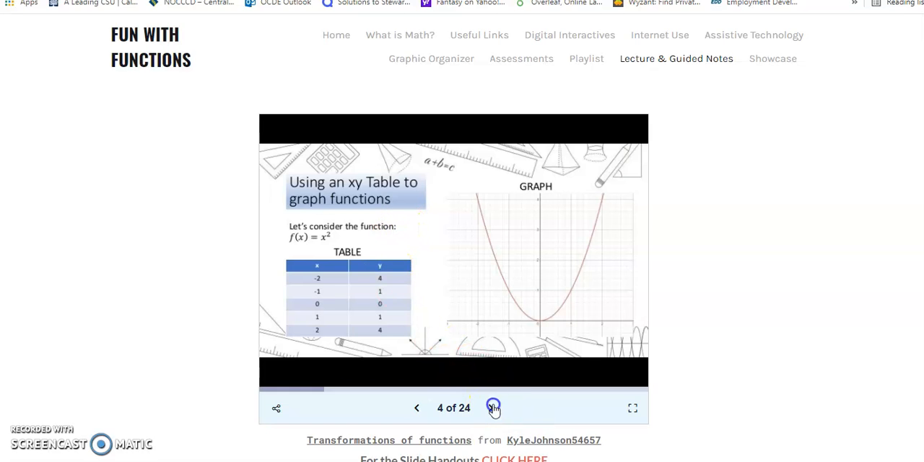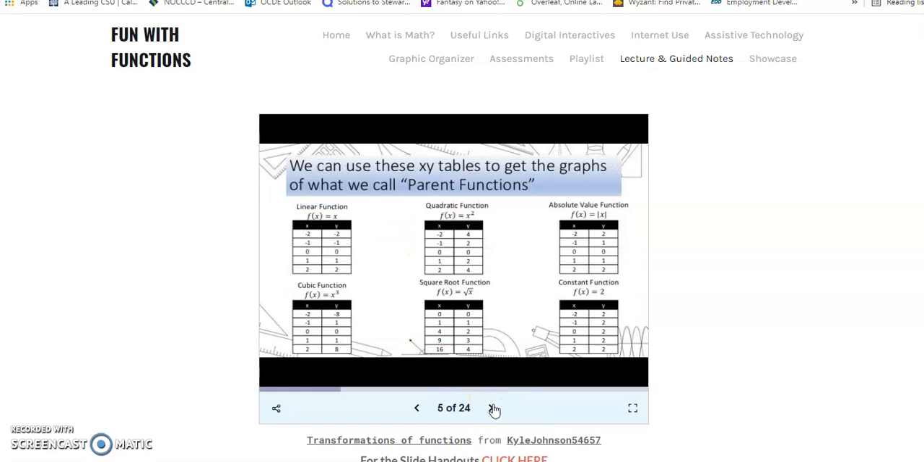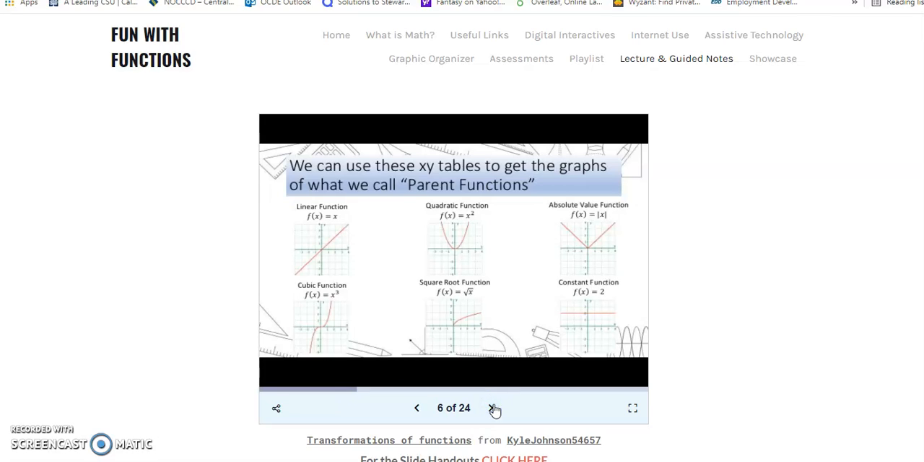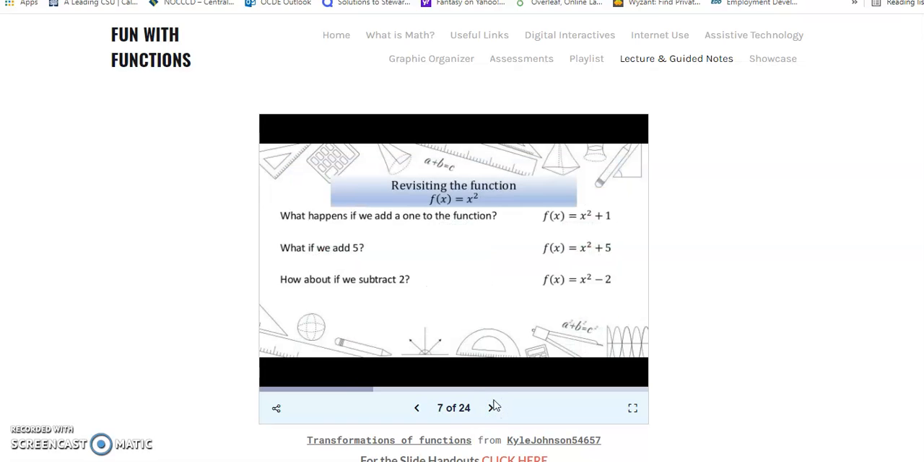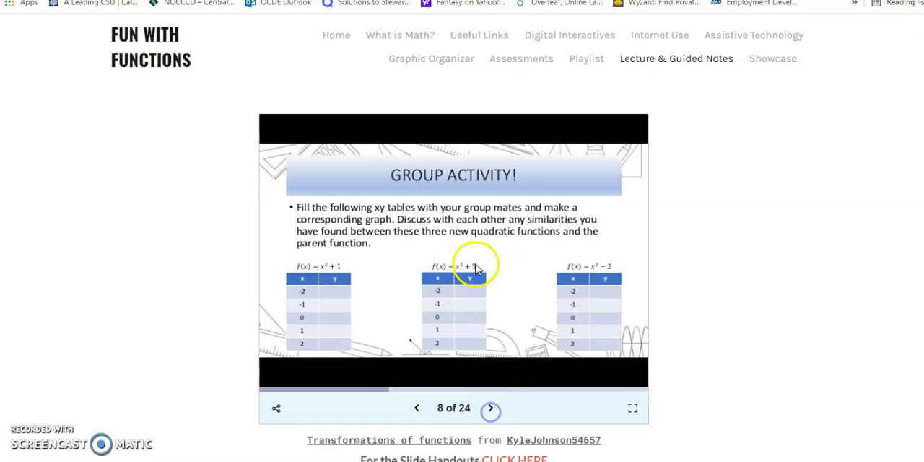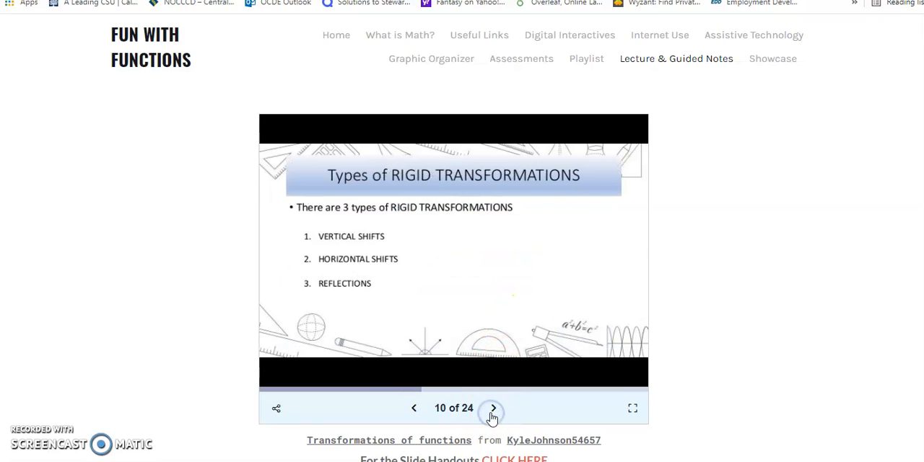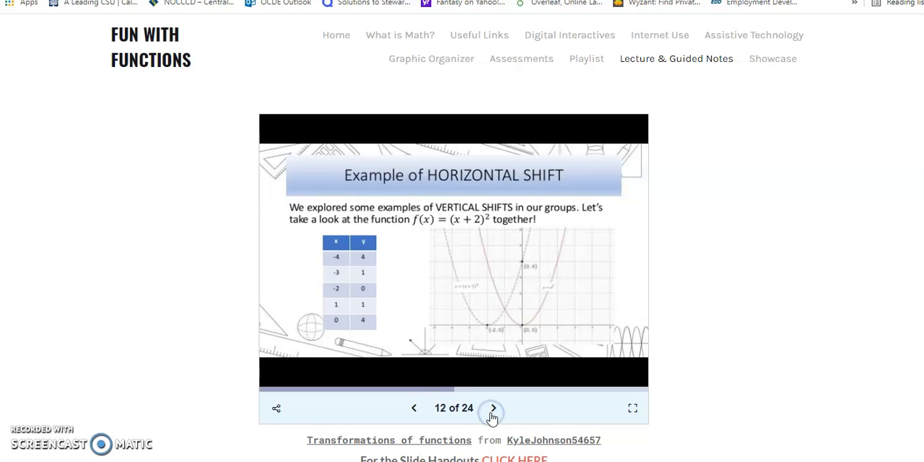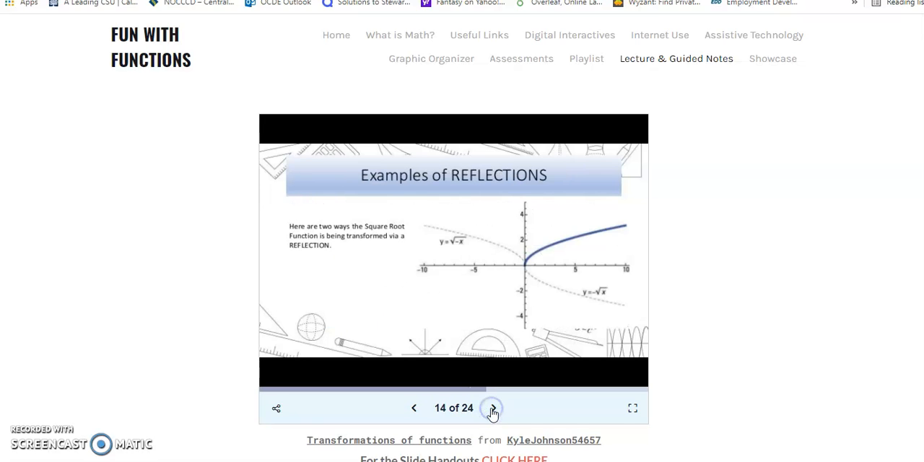Here we just go over some parent functions. And they go over parent functions before I engage them with a question, which they then explore in their groups. And then I just repeat this process again for compression and stretching of graphs.